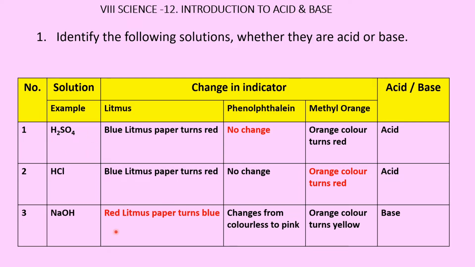In this one, red litmus turns to blue. When the red litmus is turning to blue, it is definitely a base. So most probably it can be sodium hydroxide or any other base. If it is a base, with phenolphthalein, it is going to show a pink color, and with methyl orange, it will show a yellow color. So this one is a base.